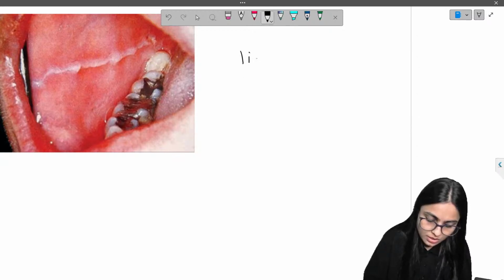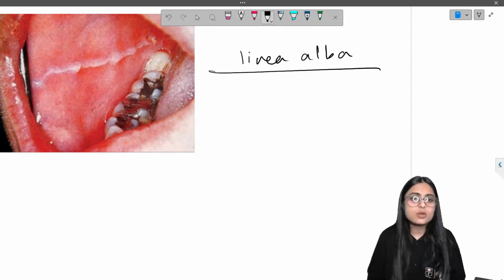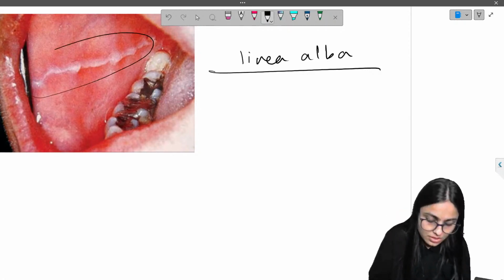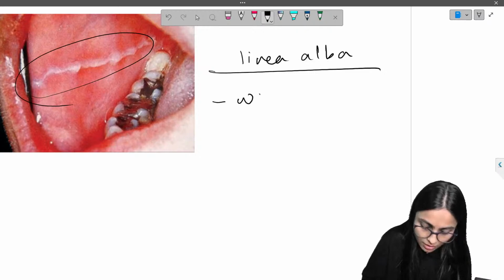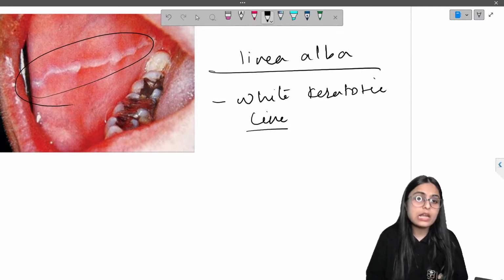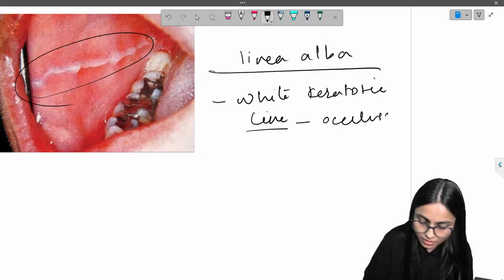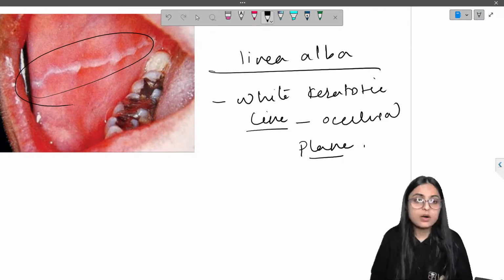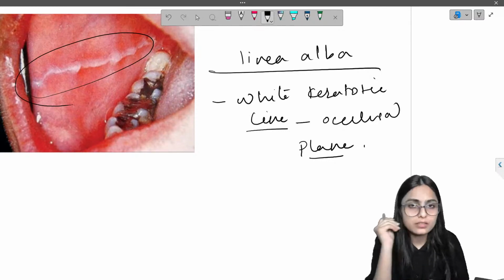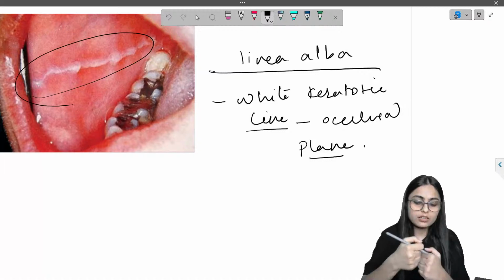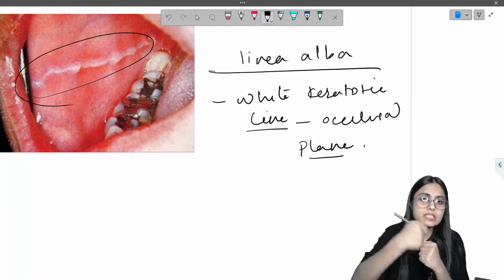So this is a linea alba. What is this? This is just a white keratotic line. Can you see this white keratotic line? This is a white keratotic line seen along the occlusal plane, or parallel to the occlusal plane. Right. So when a patient bites, okay.